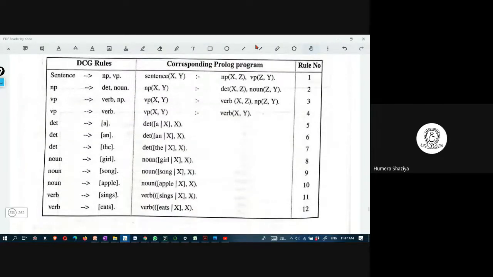And these definite clause grammar rules could be directly mapped to a Prolog program. The sentence XY, X is noun phrase, Y is verb phrase; NP is XY, determiner noun; verb phrase is verb, noun phrase. Like this, directly this could be mapped.